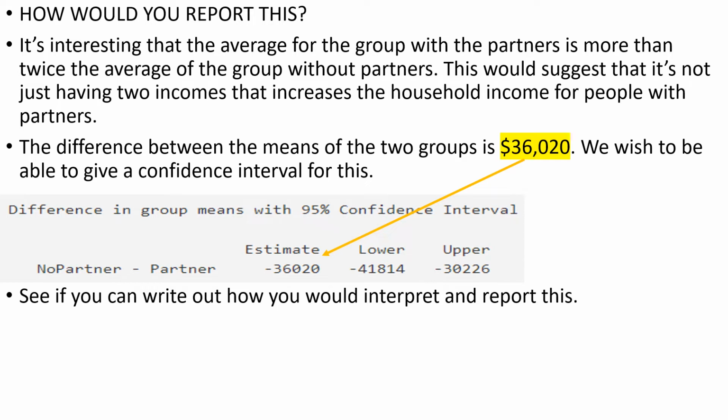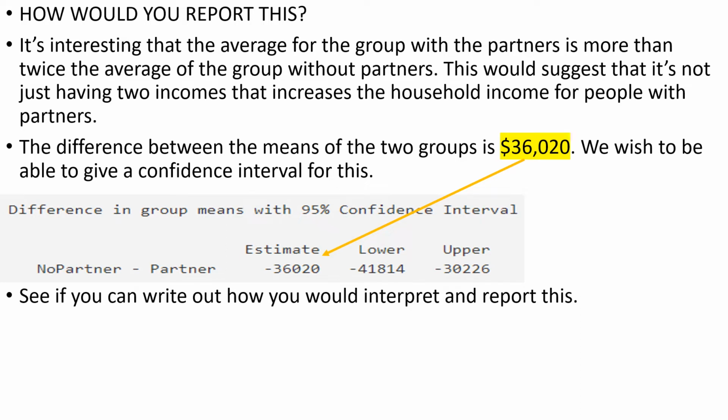And how would you report this? It's interesting that the average for the group with the partners is more than twice the average of the group without partners. This would suggest that it's not just having two incomes that increases the household income for people with partners. Okay, so in other words, what we are seeing is not only because they've got a double income. It's probably also due to the fact that they could use some of those surplus funds and invest it, and maybe get an investment income or buy an extra property, whatever it is.